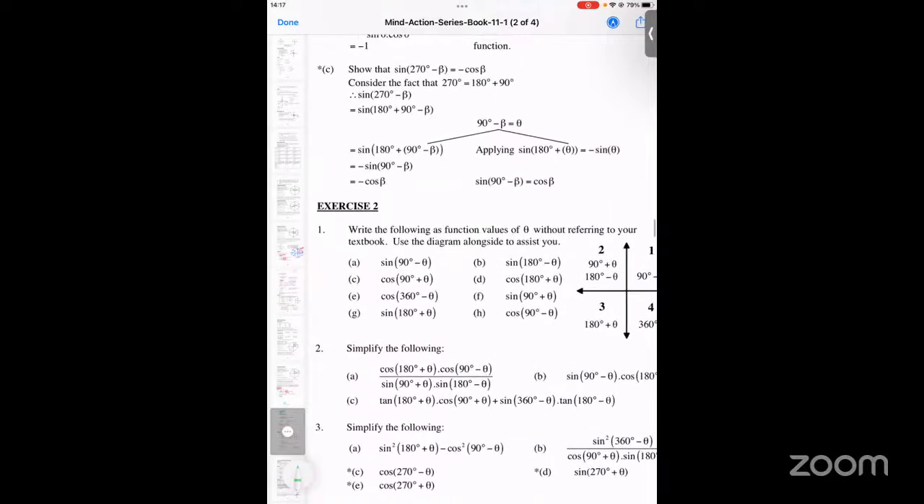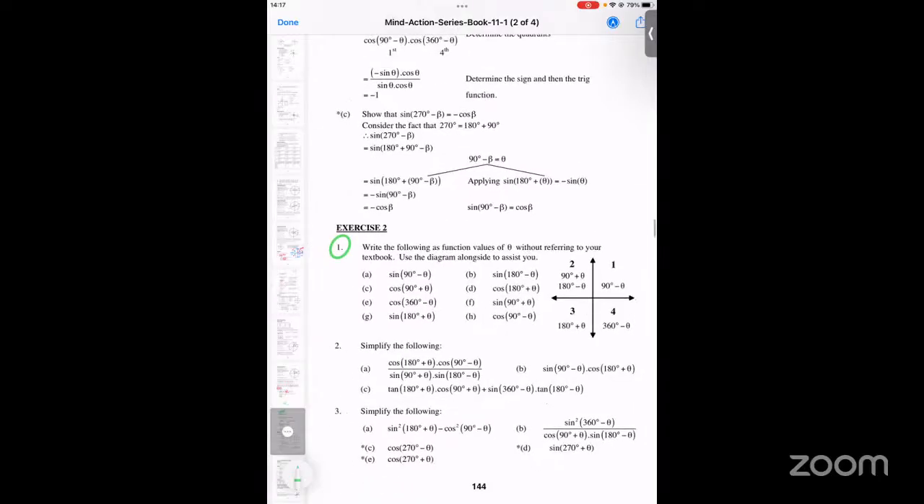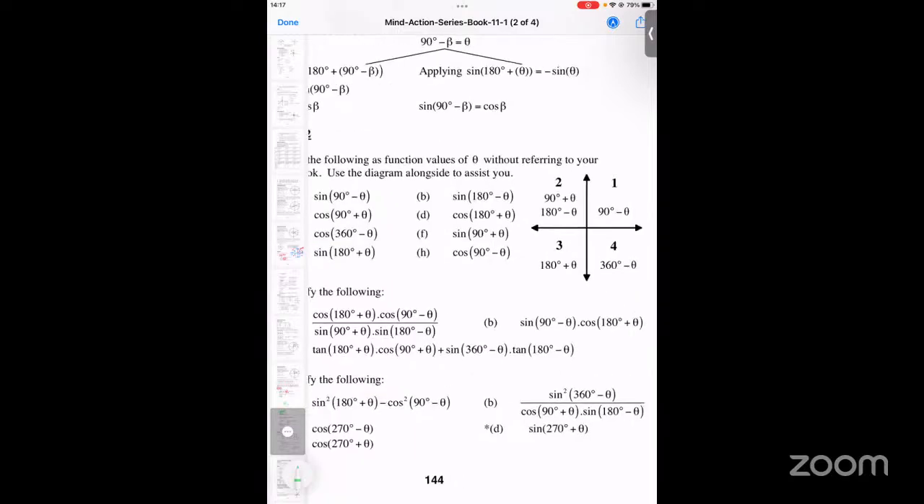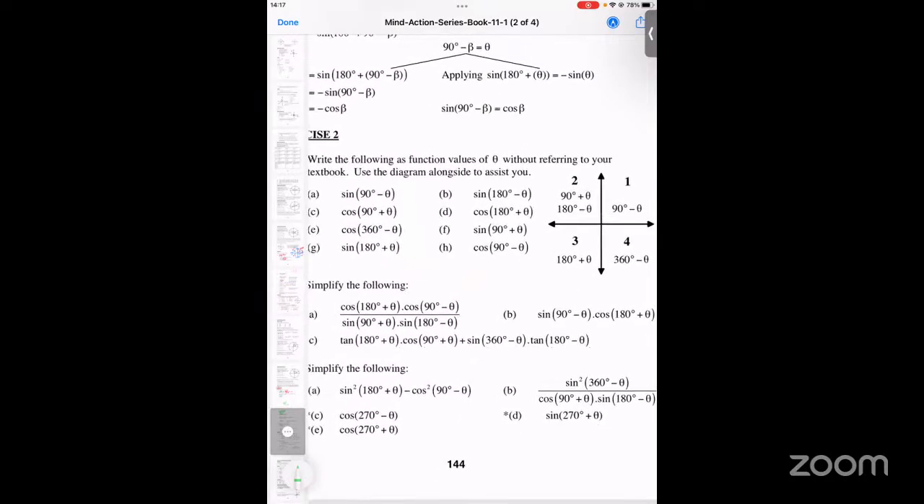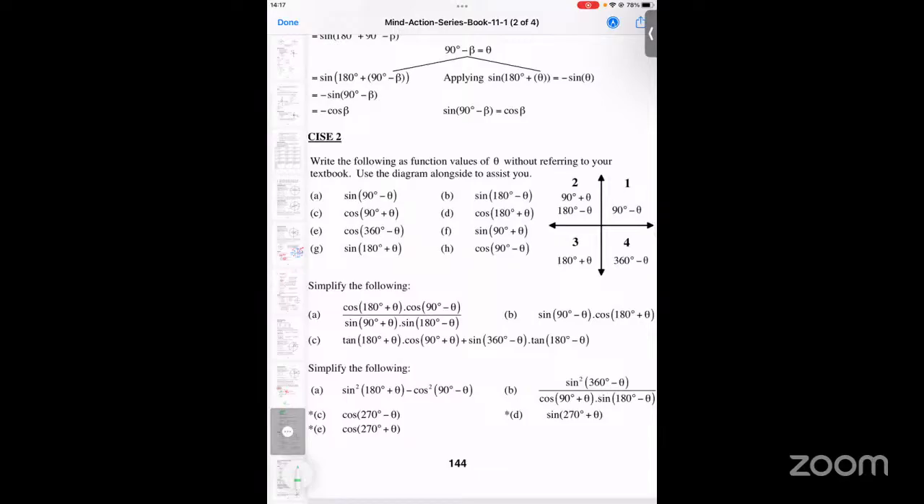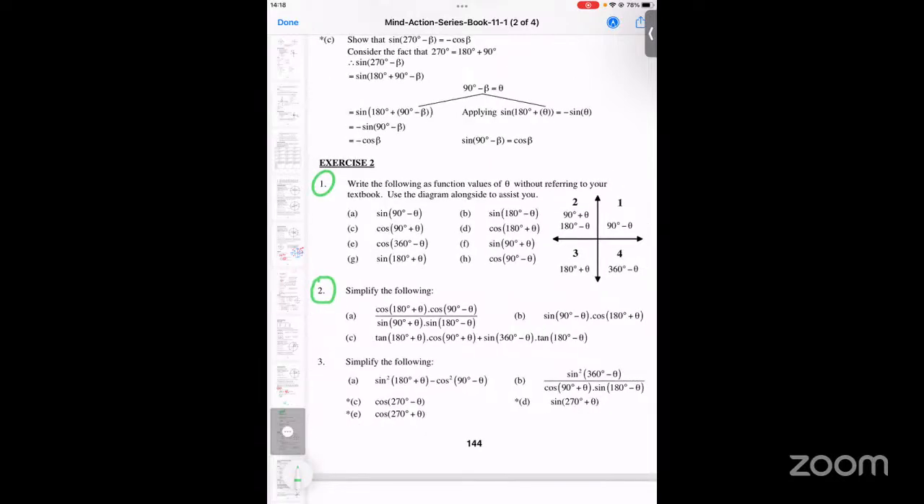Then let's go to exercise 2, number 1. Just look at it and let me know if you think there's one that is challenging. Nothing, sir. I agree. Let's go on to number 2. What about number 2? Which one do you think could be challenging? Nothing, sir. I agree. Let's go on to number 3.